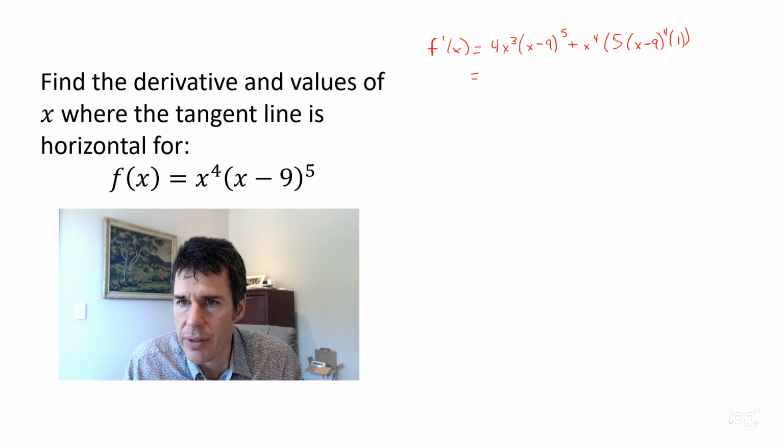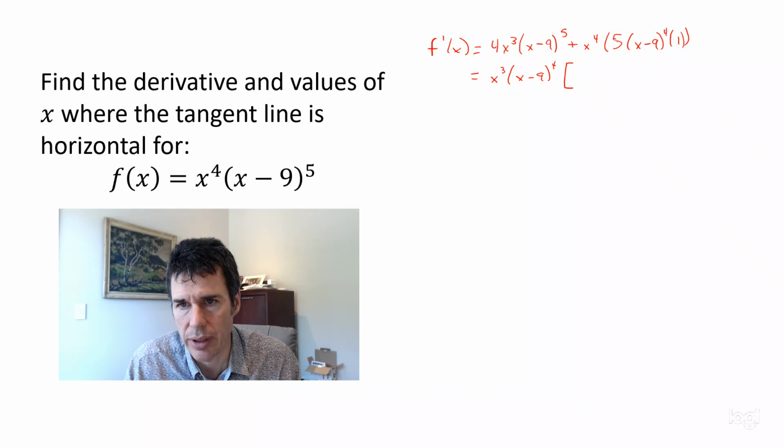So in both of these terms, I have an x cubed, right? This one's got an x to the fourth, but both terms have x cubed. So we'll factor out an x cubed. Both terms have an x minus 9 to the fourth. And what are we left with?